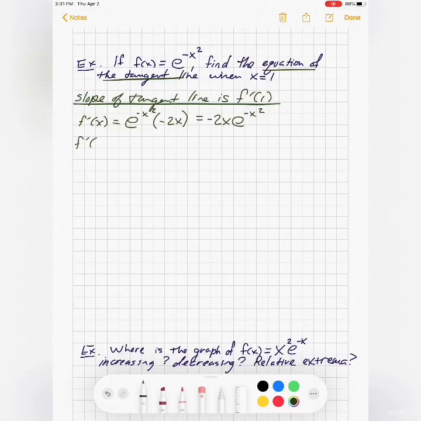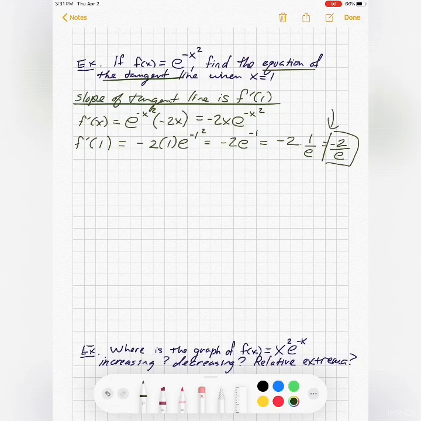There's my derivative. Let me plug in my value 1. So negative 2e to the negative 1. It's negative 2 times 1 over e, so negative 2 over e. Okay, so this is my slope at x equals 1.